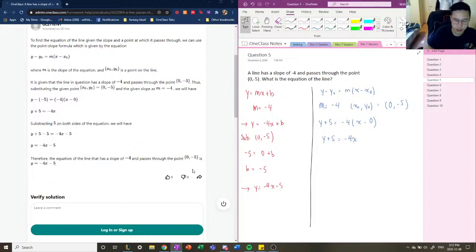So we're going to isolate for our variables here. We're going to move this to the other side. So we're going to do y plus 5 plus 4x minus 5, and minus 4x minus 5 plus 4x. Cancel, cancel. And we get y plus 4x equals -5. Wait a second.